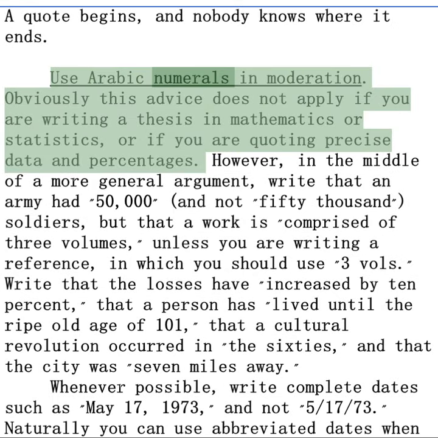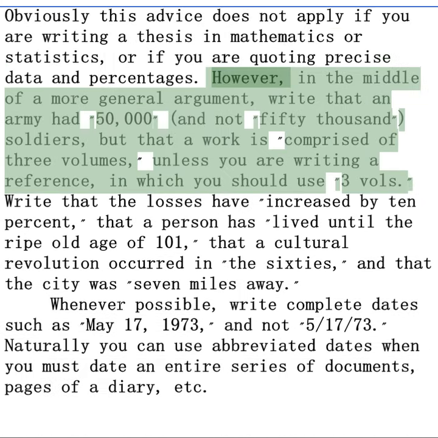Use Arabic numerals in moderation. Obviously, this advice does not apply if you are writing a thesis in mathematics or statistics, or if you are quoting precise data and percentages. However, in the middle of a more general argument, write that an army had 50,000 soldiers, but that a work is comprised of three volumes, unless you are writing a reference, in which you should use 3 vols.